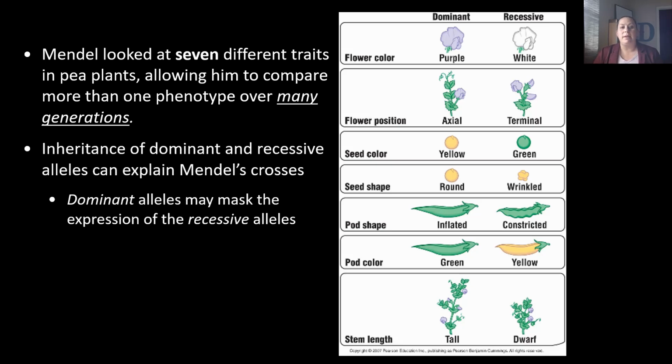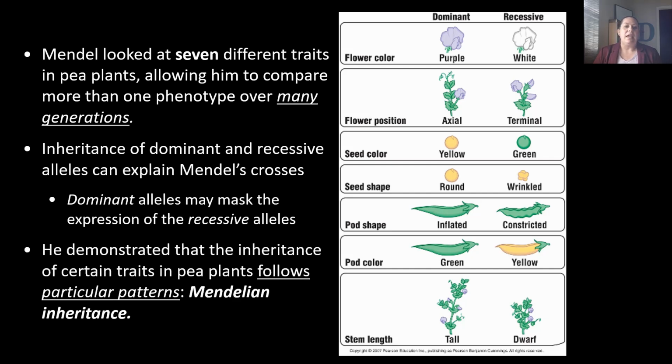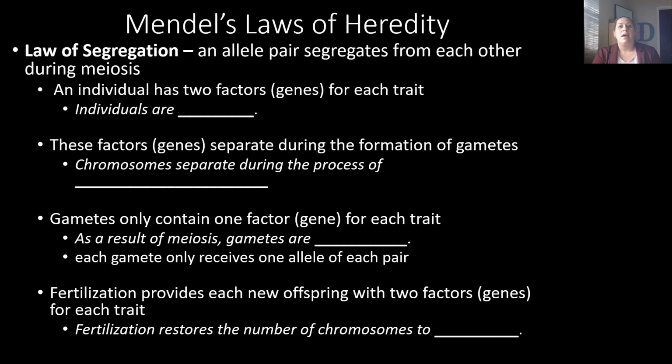So inheritance of dominant and recessive alleles can explain Mendel's crosses. Dominant alleles may mask or hide the expression of a recessive allele. So this is one thing that he ended up seeing. So if the dominant allele was present, it's going to hide the fact that the recessive allele may still be there. He demonstrated that the inheritance of certain traits in pea plants follows particular patterns, and these patterns are actually termed as his Mendelian inheritance. Okay, and so again, this is where the mathematical side came from with the idea of statistics and bringing up patterns. So let's look at Mendel's kind of laws of heredity that he was able to come up with.